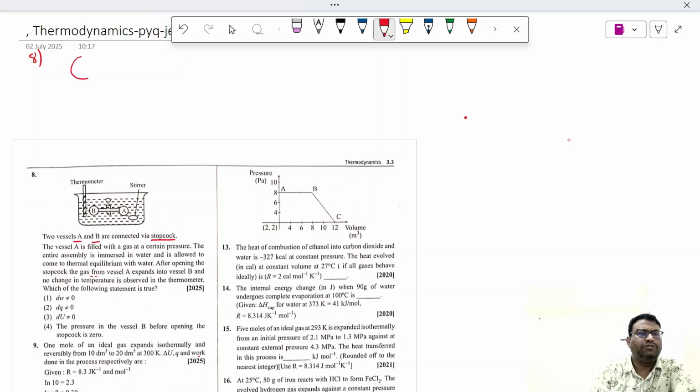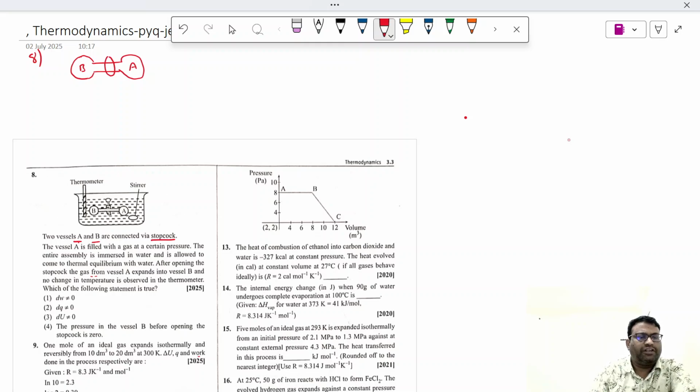This is one vessel B and this is another one A. Both are connected by a stopcock. A stopcock allows the gases to flow and can also stop the flow of gases. That's called a stopcock. You can close and open it.